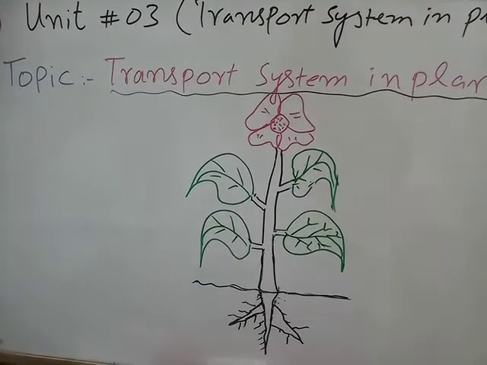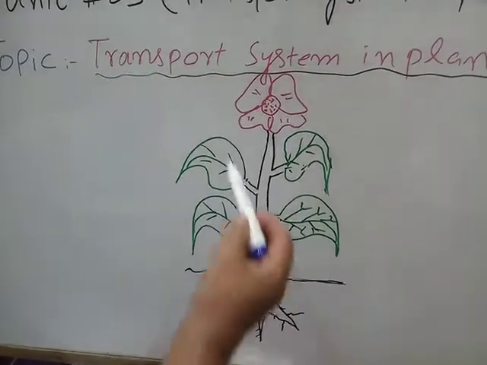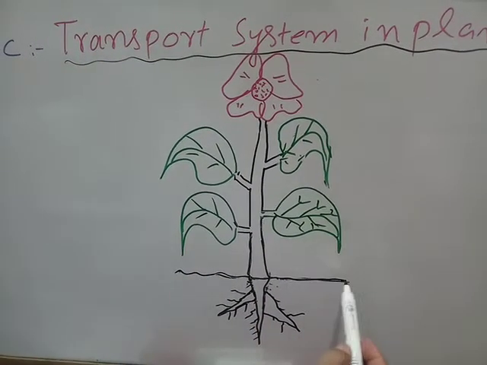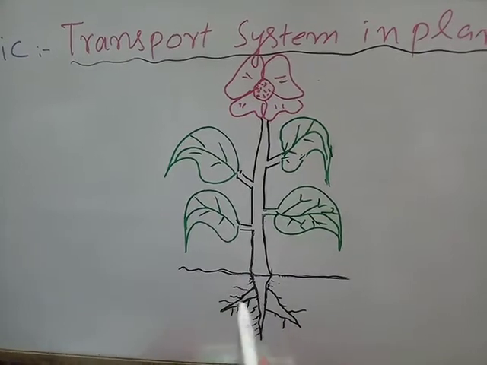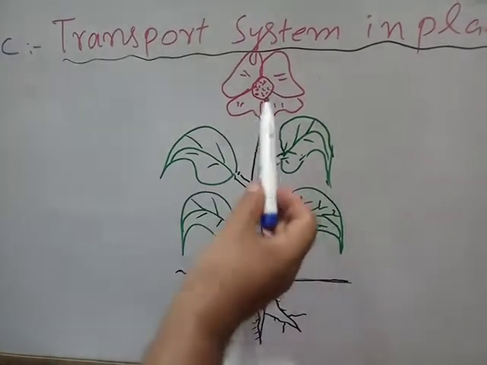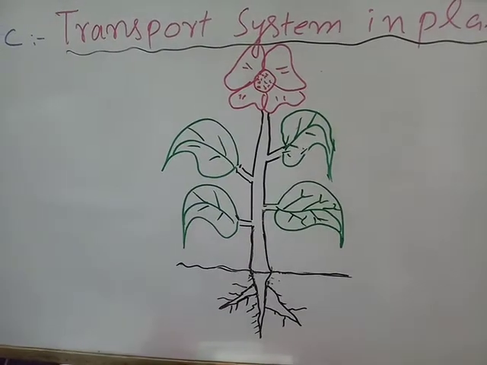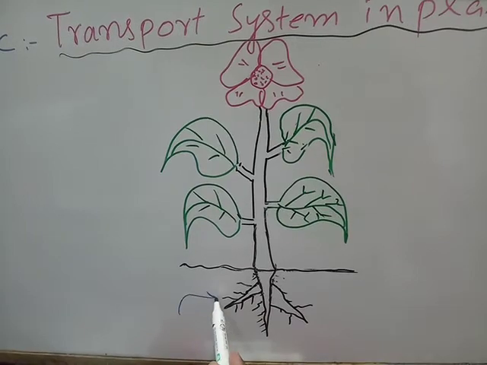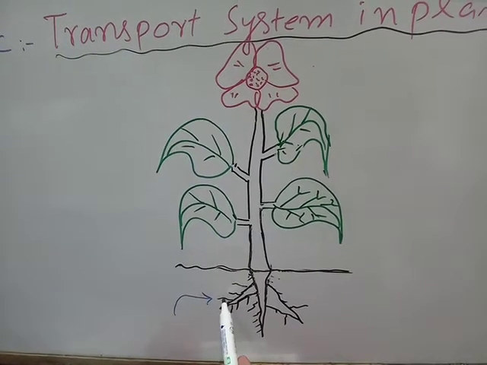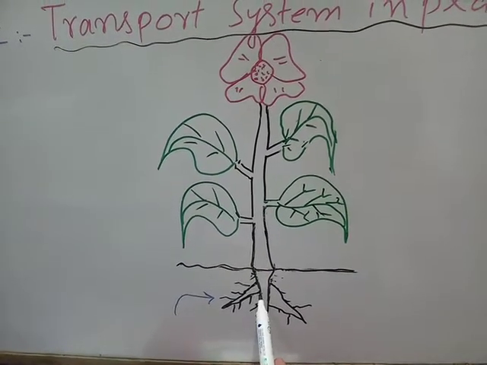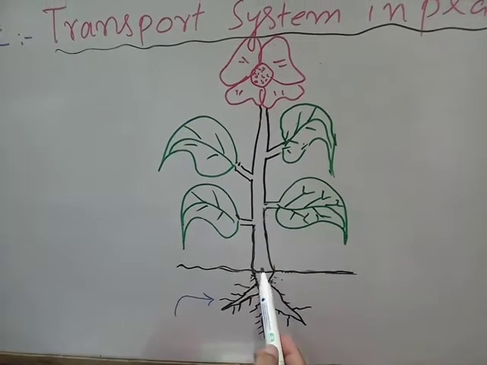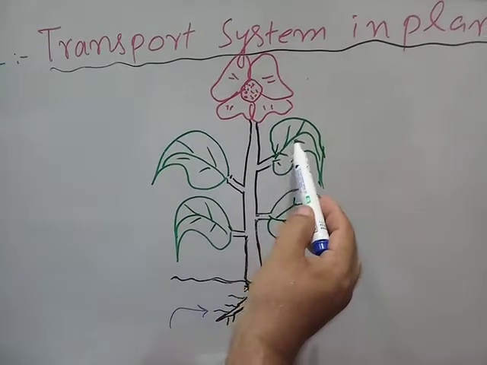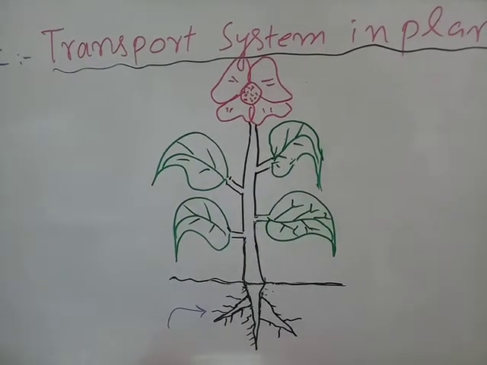If we come to this, this is a plant. This is the soil. These are the roots, stem, leaves, and flower. So, actually, the water is absorbed by the root hairs. Then it enters into the root. From the root, the water enters into the stem, from the stem into the branches, and ultimately the water reaches the leaf.